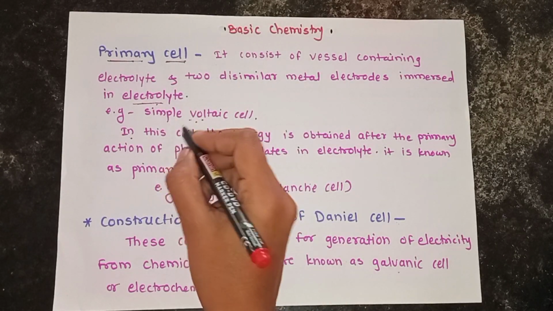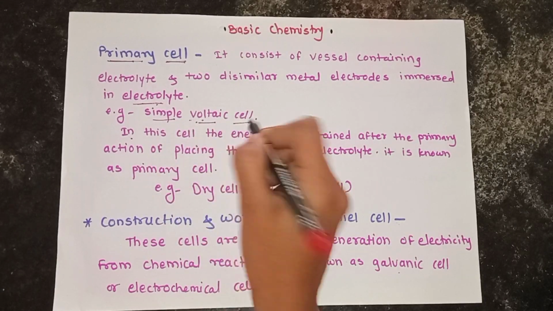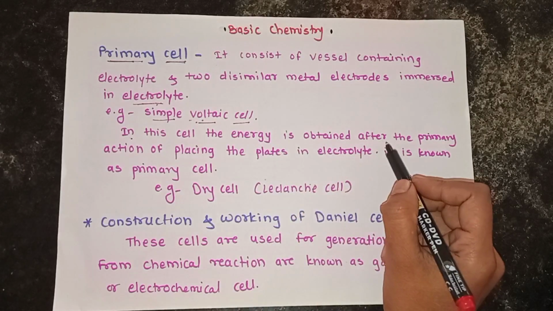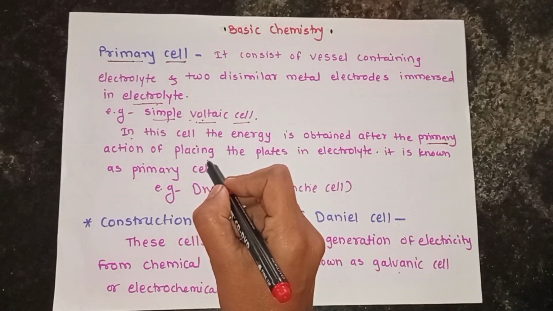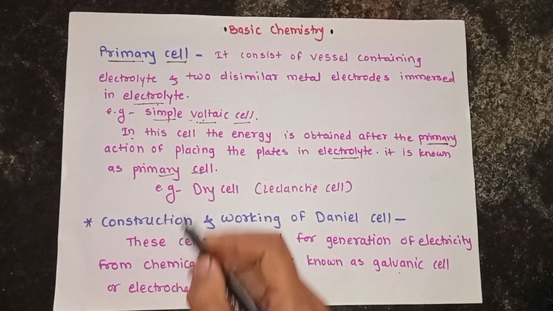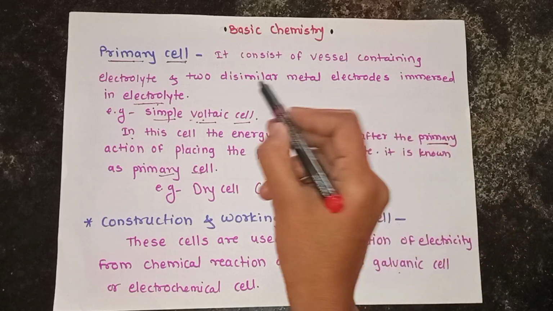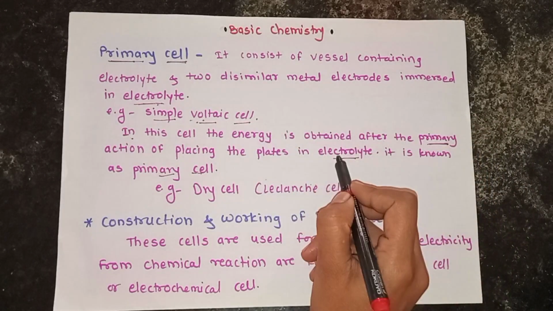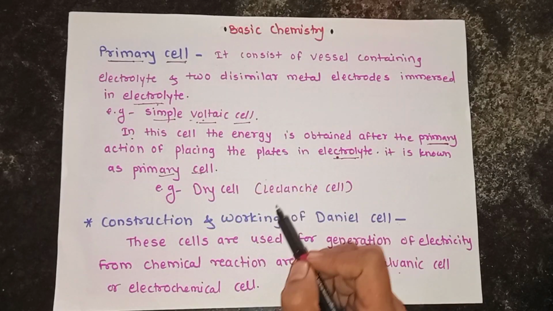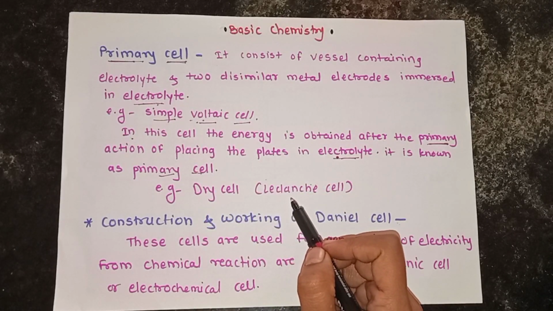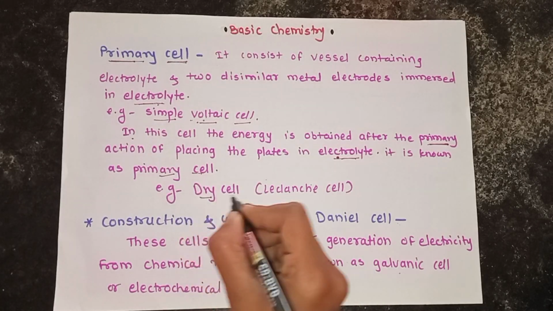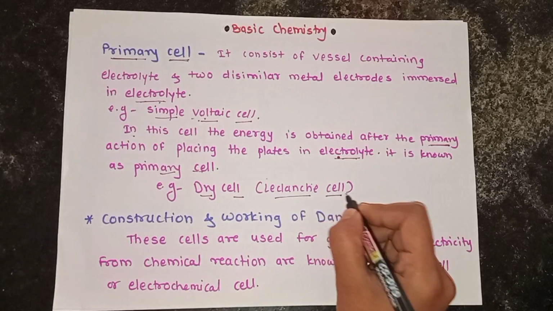An example of the primary cell is the simple voltaic cell. In the simple voltaic cell, the energy is obtained after the primary action of placing the plates in the electrolyte, so it is known as the primary cell. That means two different metal electrodes are immersed in an electrolyte solution and electrical energy is formed. Another example of the primary cell is the dry cell, also called the Leclanche cell.